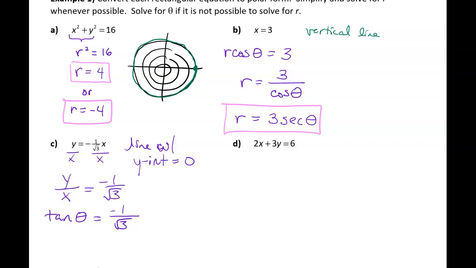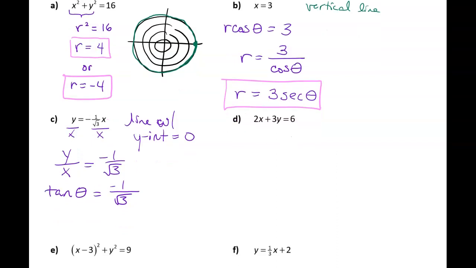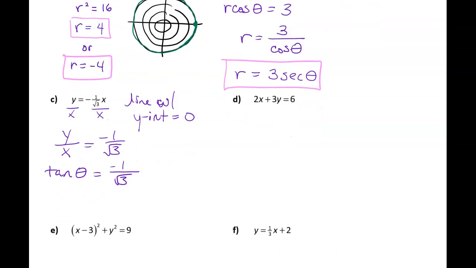And now this is an equation for which we cannot solve for r, and so we're going to solve for theta instead. So we need to find the angle that has a tangent equal to negative 1 over the square root of 3. So let's take a look at that. That's either going to be in quadrants 2 or 4, and so we can draw a triangle like this.